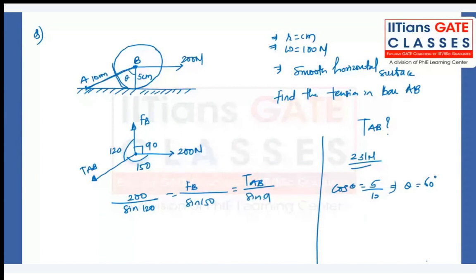TAB is equal to 200 into sine 90, which is 1, divided by sine of 120. That's all, right? So you can easily calculate TAB, which will be equal to 231. And if they are asking for the normal reaction at the point of contact, you can also calculate FB. But in this case, they are just asking for the tension in the bar AB. So 231 is the correct answer. Is it clear till this 231?